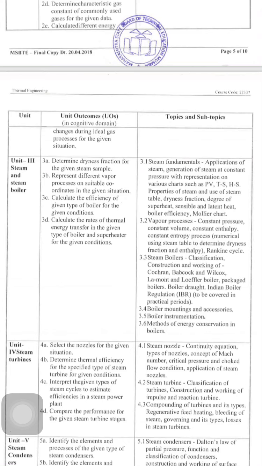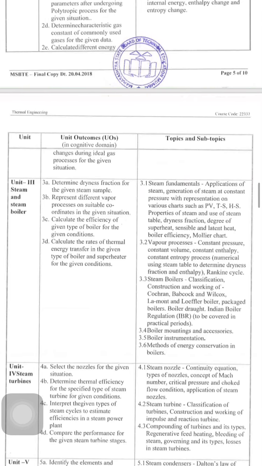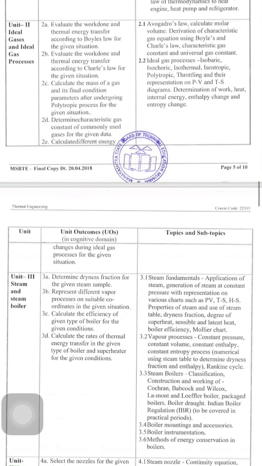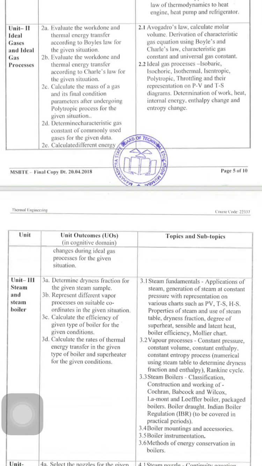Now we have to learn the second part, which is 3.2, vapor processes, where we have to study the constant pressure, constant volume, constant enthalpy, constant entropy process, and solve numericals on these vapor processes by using the steam table.